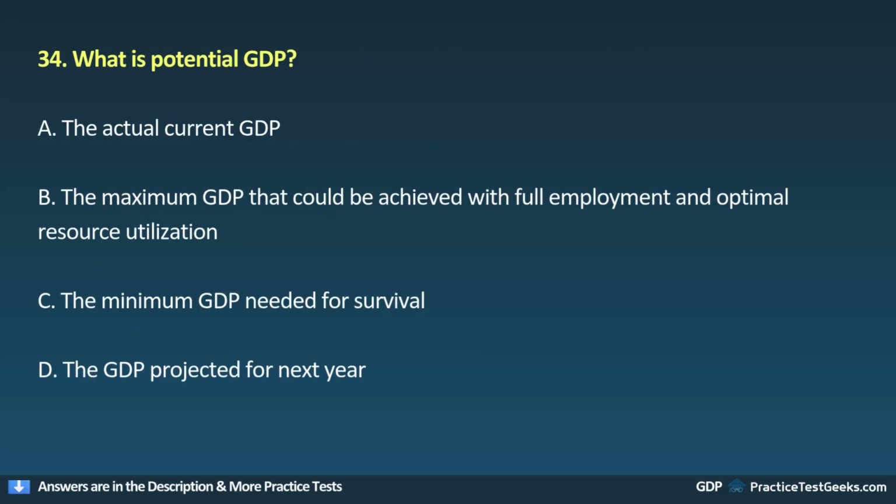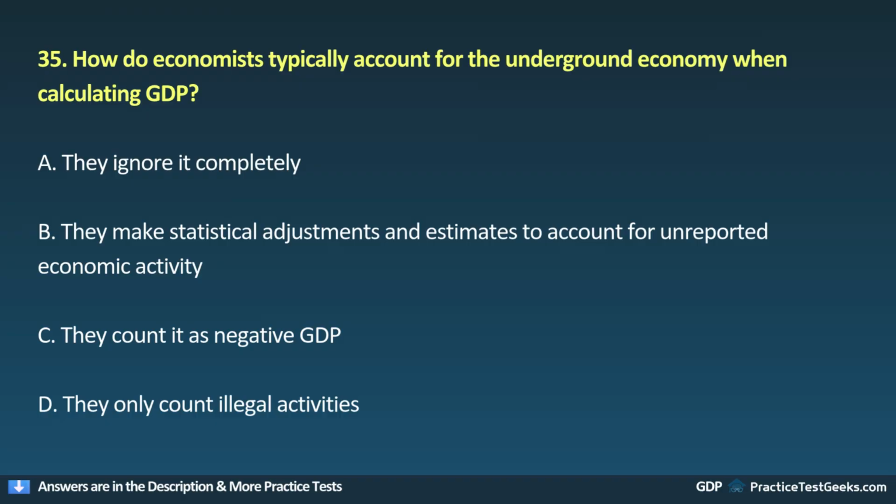34. What is potential GDP? A. The actual current GDP. B. The maximum GDP that could be achieved with full employment and optimal resource utilization. C. The minimum GDP needed for survival. D. The GDP projected for next year.